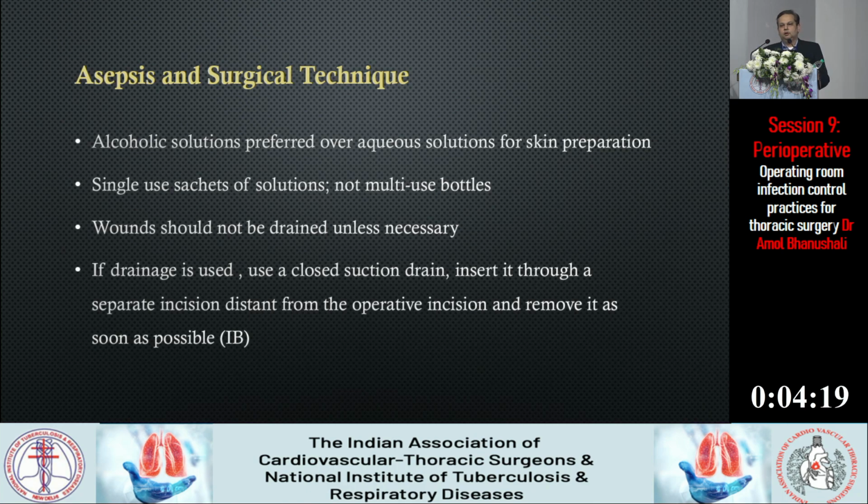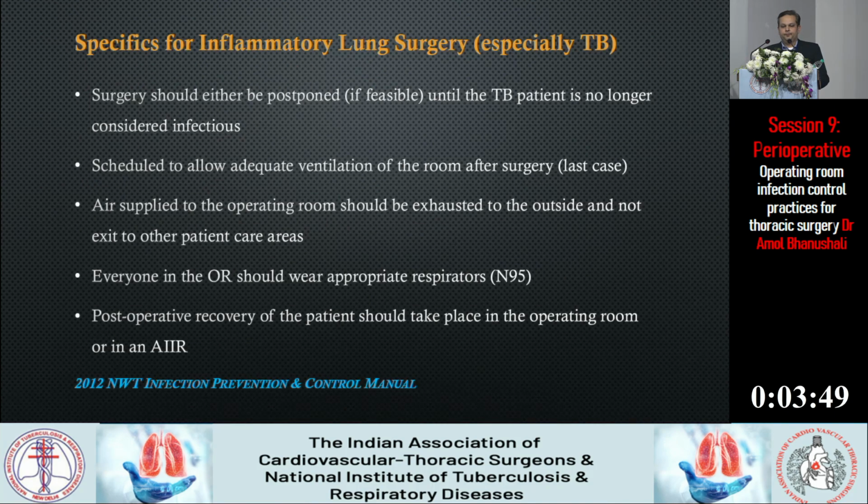Now this is rarely possible in thoracic surgery unless you are doing probably a tubeless VATS, but the percentage of those surgeries, at least in India, is very small. If drainage is used, use a closed suction drain, insert it through a separate incision distant from the operative incision and remove it as soon as possible. This is not possible only in uniportal VATS because we usually put the tube through the same incision, but other than that, this is always possible.